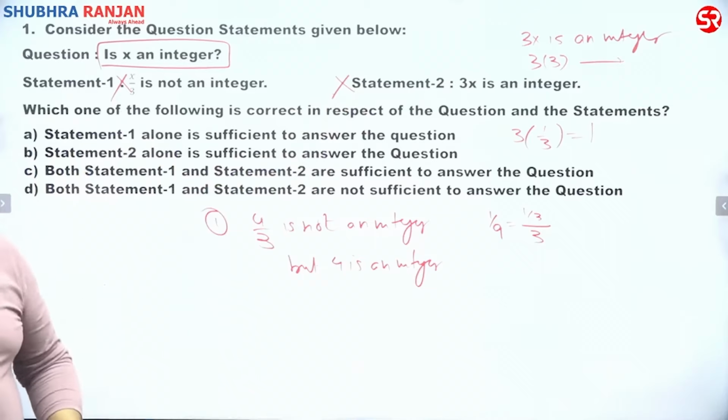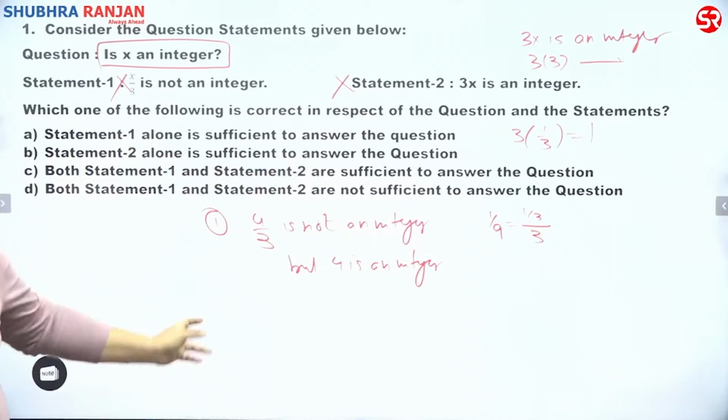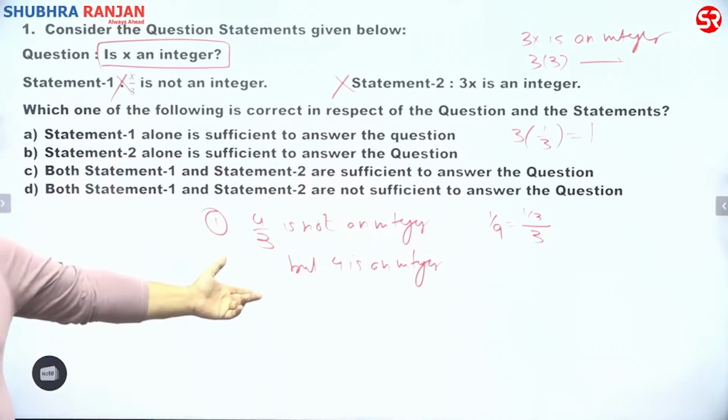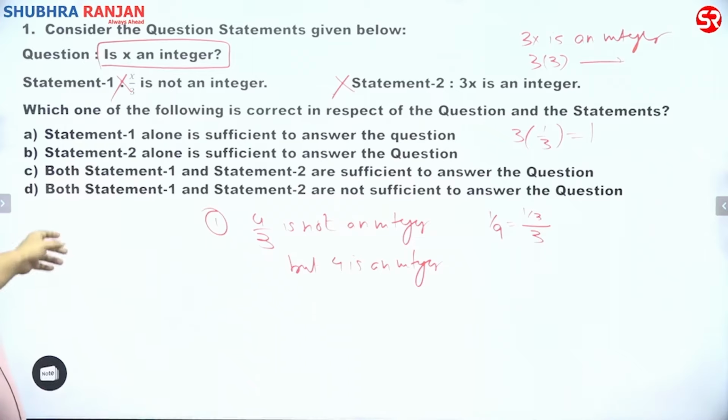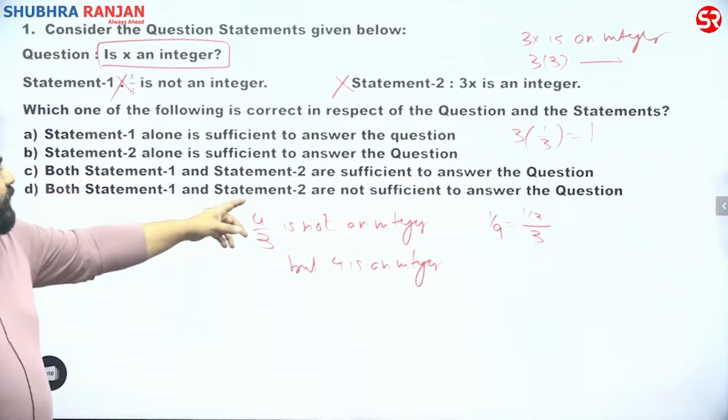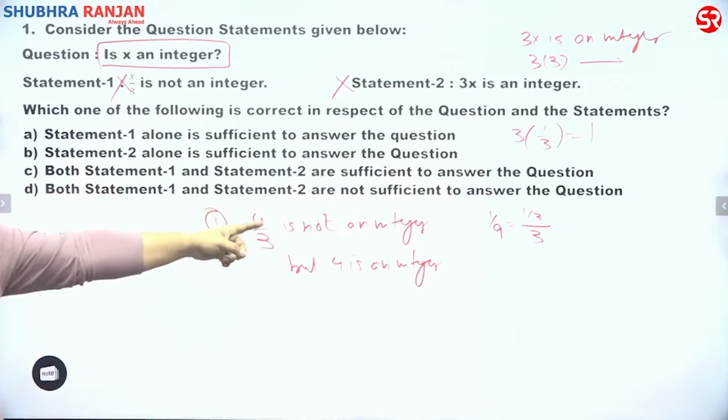UPSC is beautiful. Combining them also, you cannot say x is an integer or non-integer. Answer is 4. Both statement 1 and statement 2 are not sufficient to answer the question.